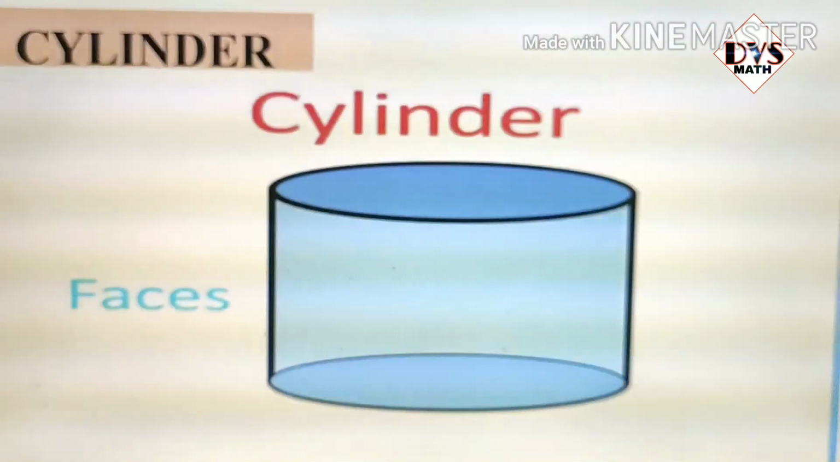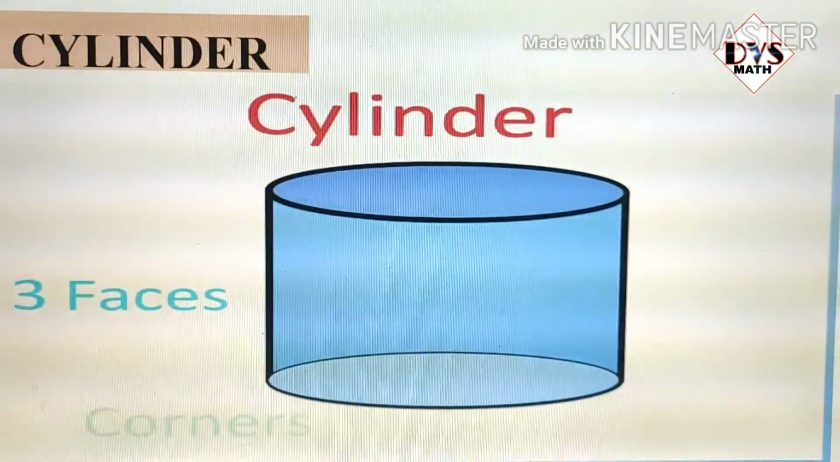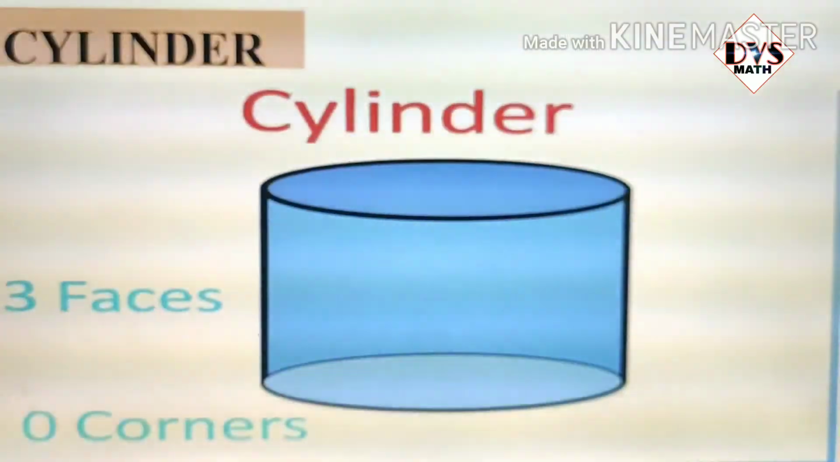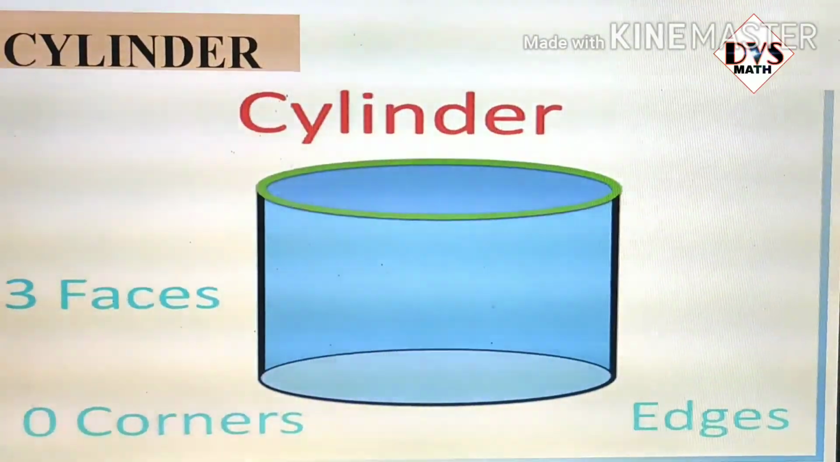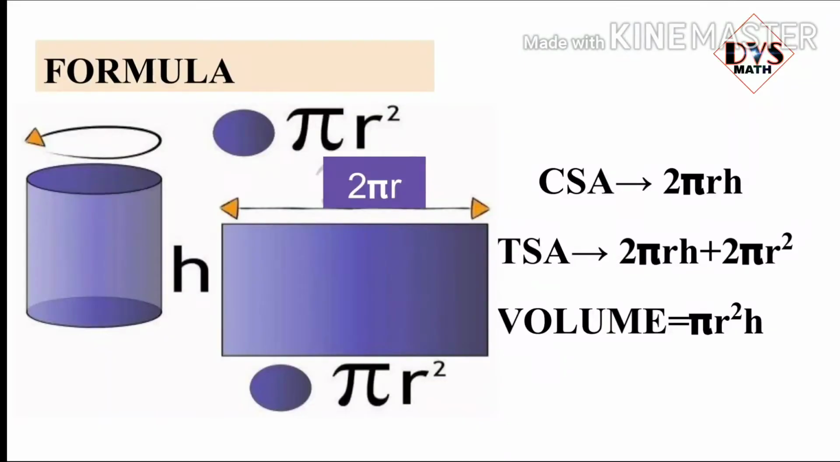Now cylinder. It has 3 faces. No corners, that means no vertices. 2 edges, that means 2 circles. Formula. Here CSA, that is curved surface area of cylinder, is considered as a rectangle. The rectangle is nothing but length into breadth. Here length is the circumference of the circle, that means 2 pi r. Breadth is height. So together it is 2 pi r h.